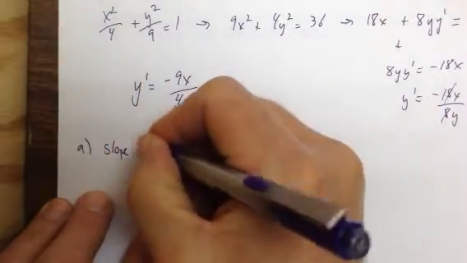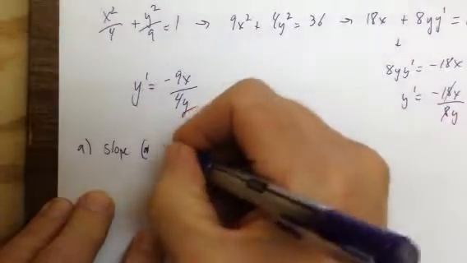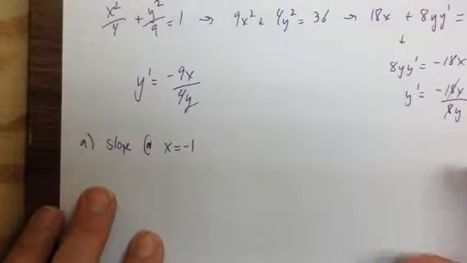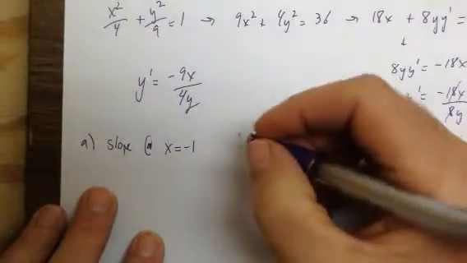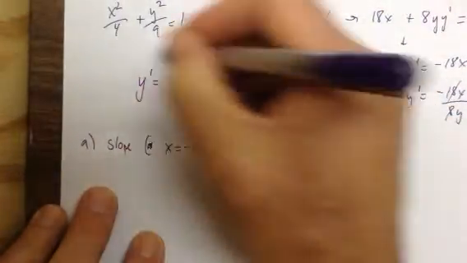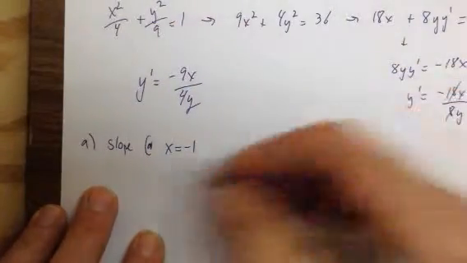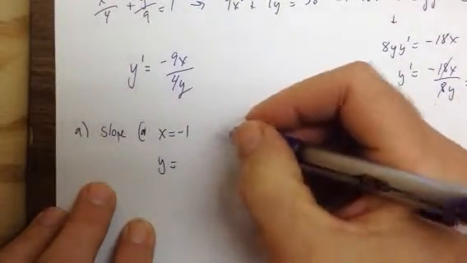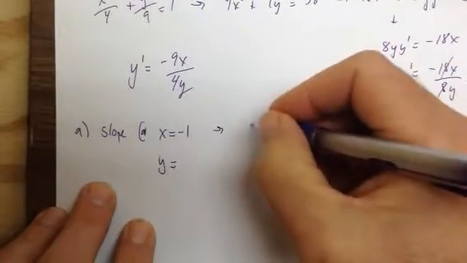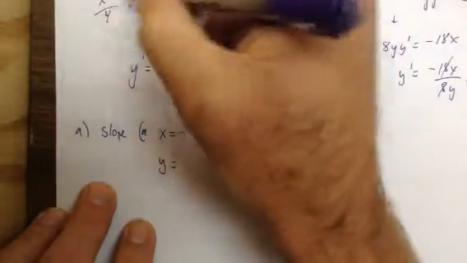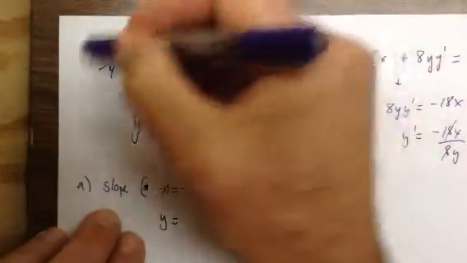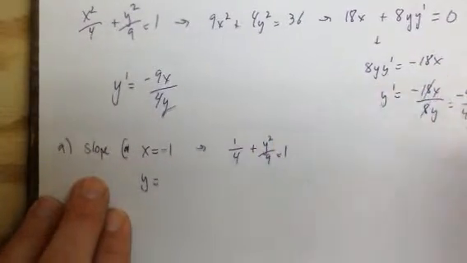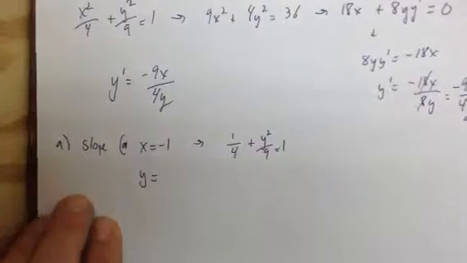So then part A is give the slope at x equals negative 1. Well, the first thing you have to do if you want the slope, so you want the derivative, this is the slope at x equals negative 1, so we also need y. So we've got to go back to our original equation and put in x equal to negative 1. So 1 over 4, I'm plugging negative 1 back into this equation right here, plus y squared over 9 equals 1.